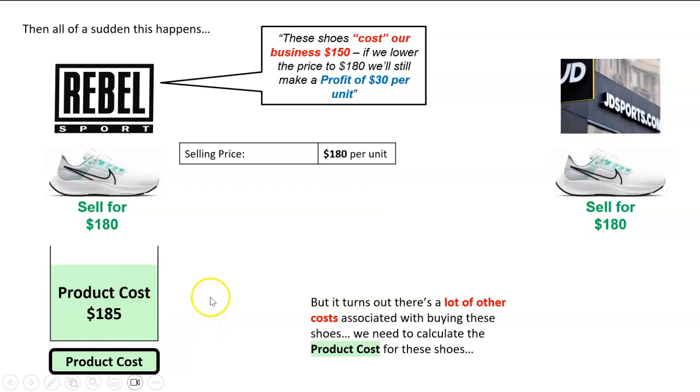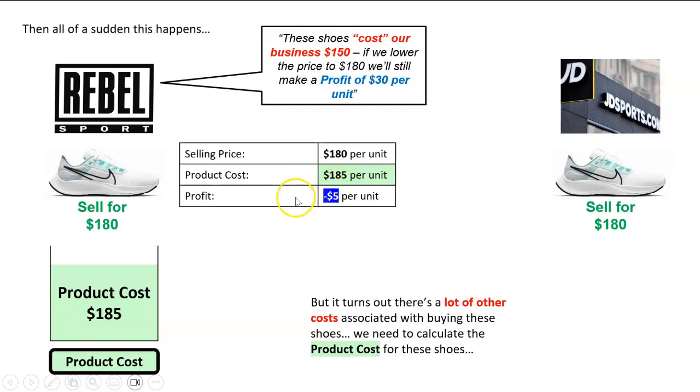And now we've got a problem because we're only selling them for $180. We thought we were making a profit of $30 because we thought they only cost us $150. That's not true. The product cost, or what we call the cost now, is $185 per unit. So every time we sell these shoes, we're not even making a profit. We're actually making a loss of $5 per unit.